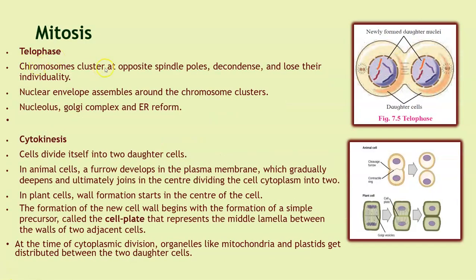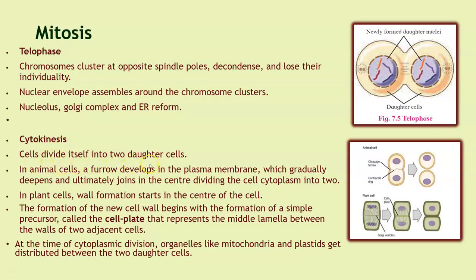The next stage is telophase. Here what happens is the chromosome clusters are at opposite spindle poles and they decondense and they lose their individuality. So here you can see that they decondense, they loosen up and form these single-stranded structures. And now again, you have the newly formed daughter nuclei. Formation takes place. That is, you have the nucleolus, Golgi complex, and the endoplasmic reticulum. They reformed. So in the prophase, we had seen that the nuclear membrane and the nucleolus disappeared. Now it is reappearing.